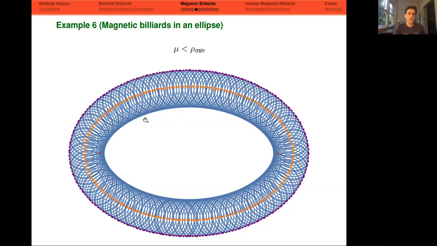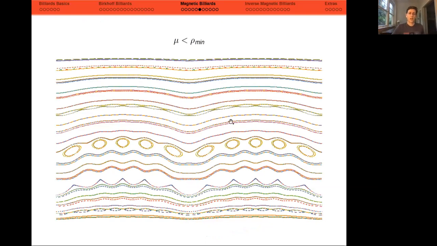So here we see that there's a convex caustic. However, it's not confocal, the same way that we would find in standard billiards. Here's a look at our phase space when mu is less than the minimum radius of curvature. We have a lot of these invariant curves corresponding to these convex caustics.